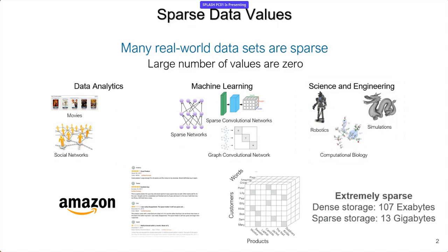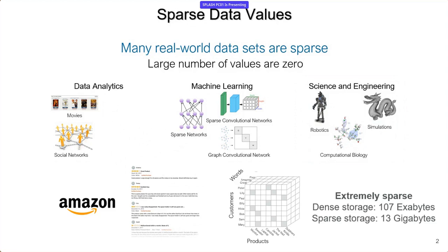However, if you look closely, what you'll realize is most data here are zeros. So if you don't store the zeros and only store the non-zeros, the data set might even fit in your laptop. So there's a huge difference in storage if you start storing data in a sparse fashion.